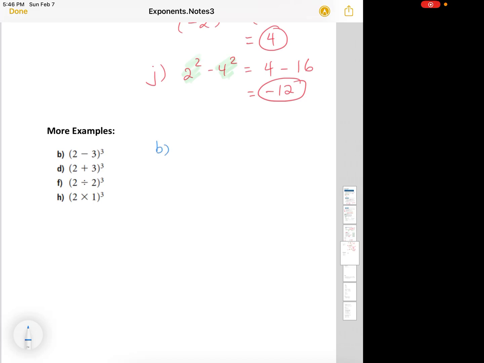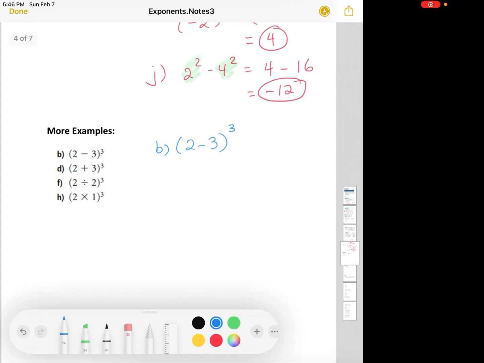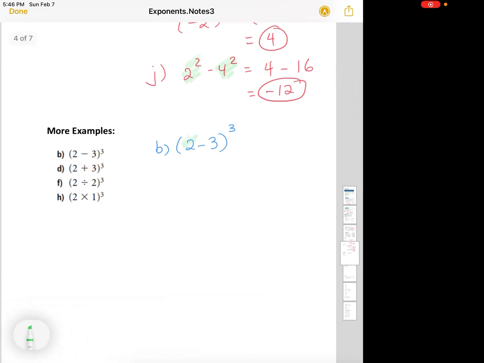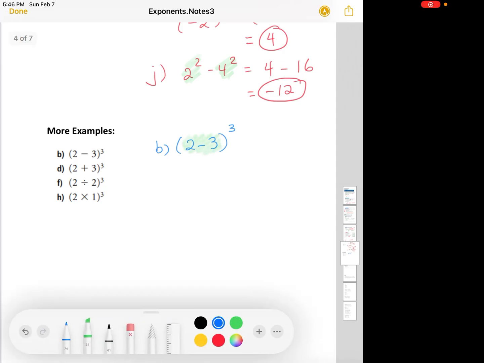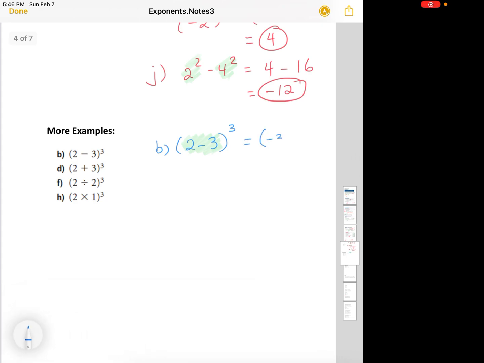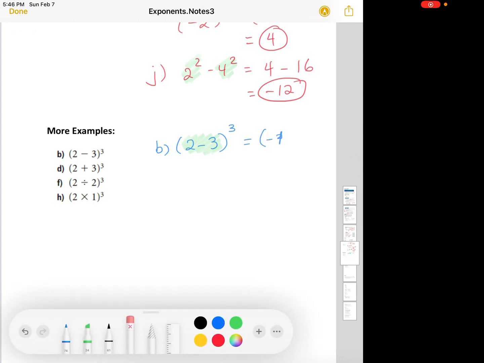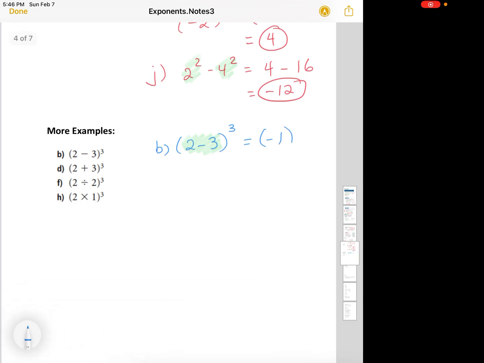At any point, I advise you to pause, try them yourself, and then press play when you've solved it so that you can see if you got the right answer. So here, 2 minus 3 cubed, we're going to do what's in the brackets first. 2 minus 3 is negative 1 cubed, which will be negative 1. Negative 1 times itself 3 times is an odd number.